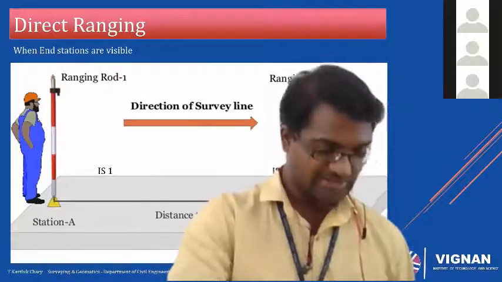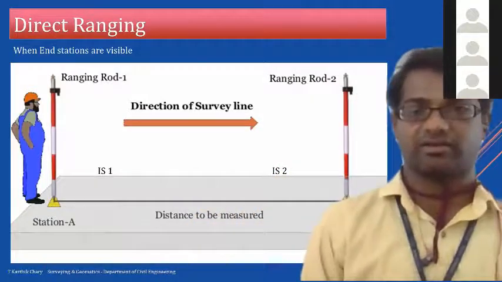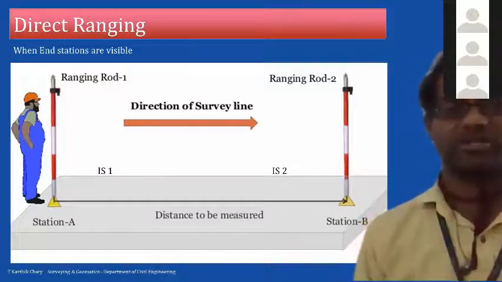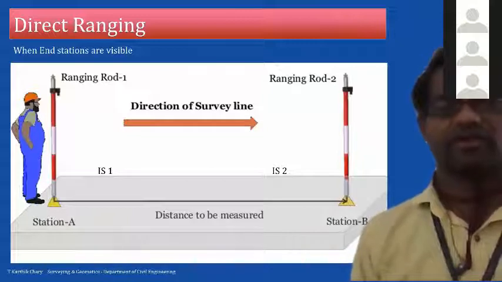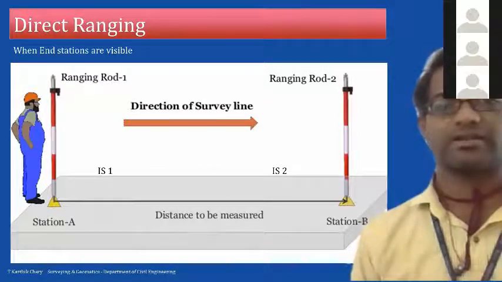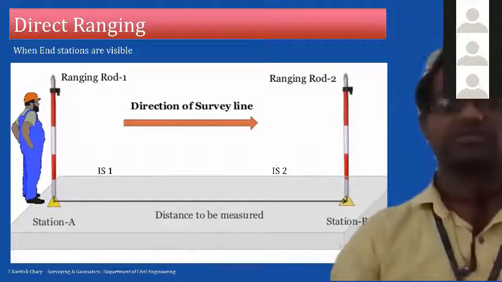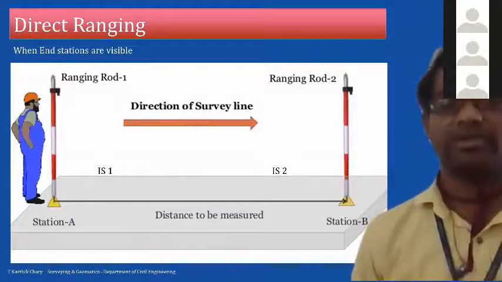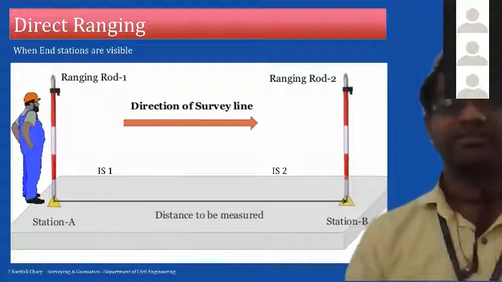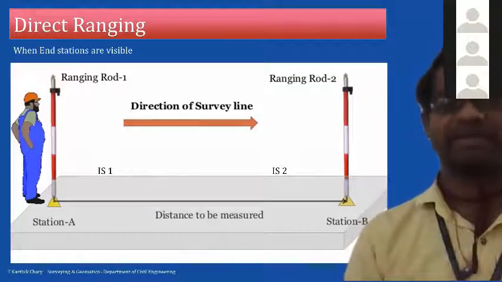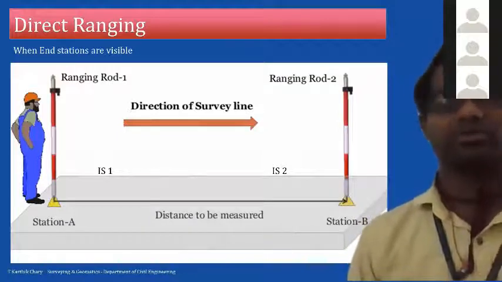The direction of your survey line is from station A to station B, as I have shown here. So the surveyor looks with his naked eye from A and judges whether the intermediate station points, station 1 and station 2, are in line from A to B, so that the distance between them can be easily measured. This is called direct ranging. This can only be achieved when there is visibility between the two extreme points. Let me say A and B are visible, then only you can do direct ranging.